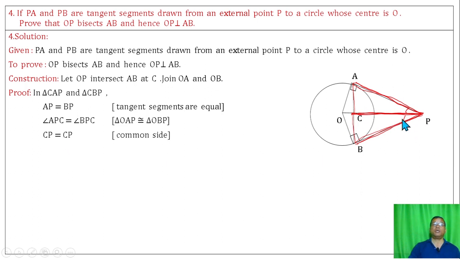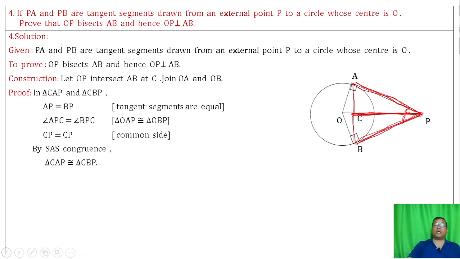Also CP equal to CP, common side. Then what is true? Side corresponding side equal, side CP common, angle equal. Then SAS congruence theorem. By SAS congruence, triangle CAP congruent to triangle CBP.